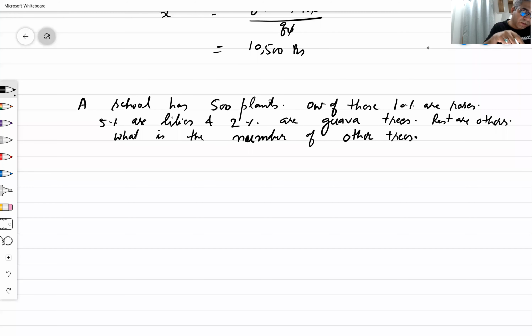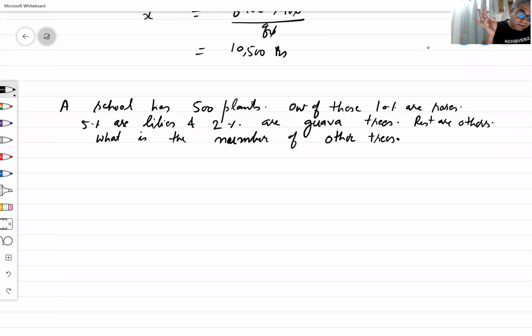So question is, a school has 500 plants. Out of these, 10% are roses, 5% are lilies, and 2% are guava trees, right? Rest are other trees. So what is the number of other trees? I have lots of answers.